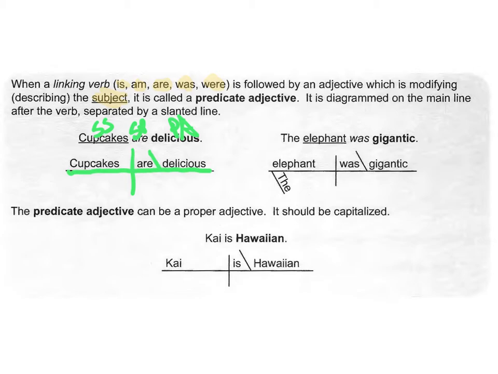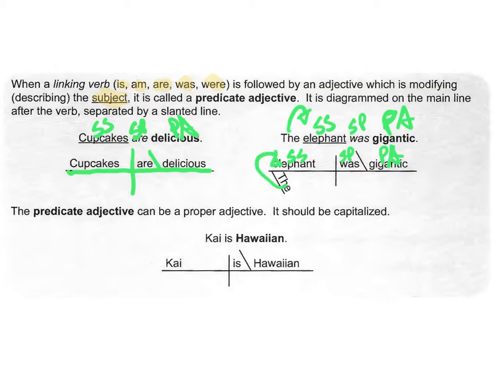It says, the elephant was gigantic. Who or what is this about? Elephant. What did the elephant do? It existed, so that's our linking verb, was, simple predicate. Existed as what? Gigantic. PA. Predicate adjective. Gigantic is describing the elephant. Which elephant? The elephant. So we have our simple subject, simple predicate, which is a linking verb, our predicate adjective, and we have our modifier.